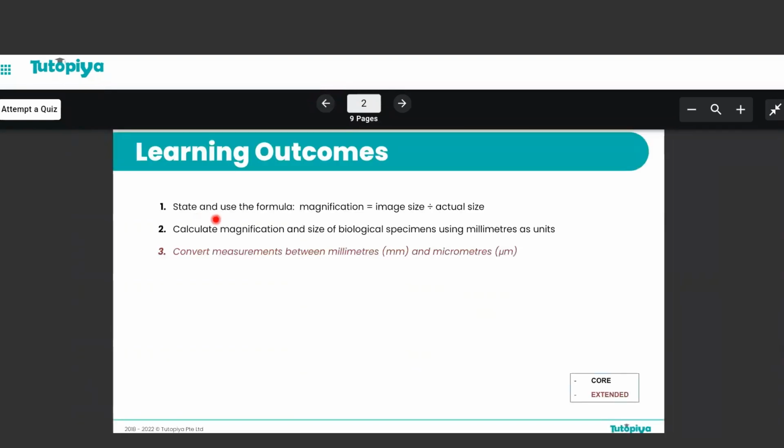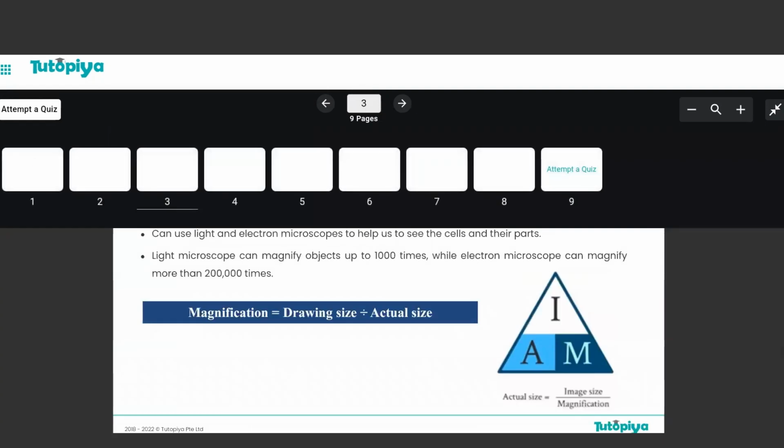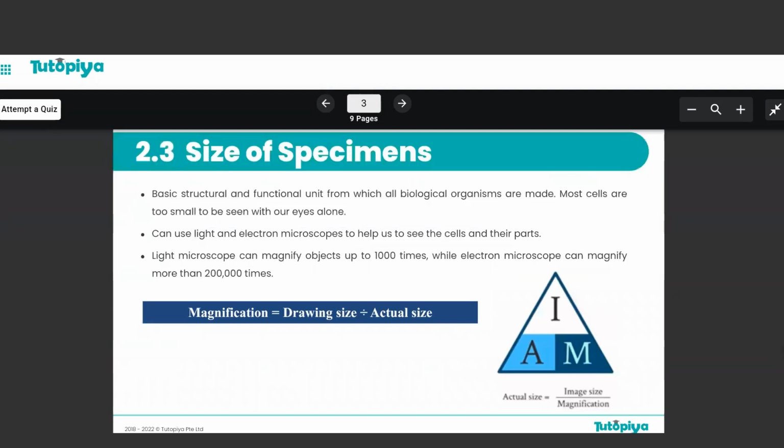We're going to state and use the formula of magnification, where magnification is equal to image size divided by actual size. And we're going to calculate magnification and size of biological specimens using millimeters as units. And we are also going to learn how to convert measurements between millimeters and micrometers. All right. So in this video, we're focusing on the magnification formula and how to answer questions with regard to magnification.